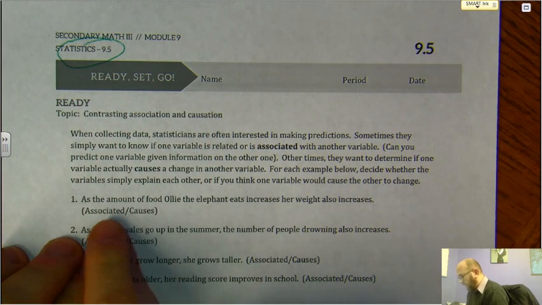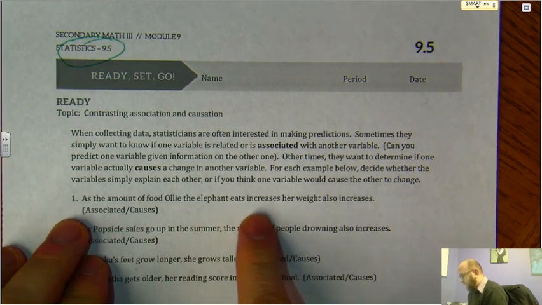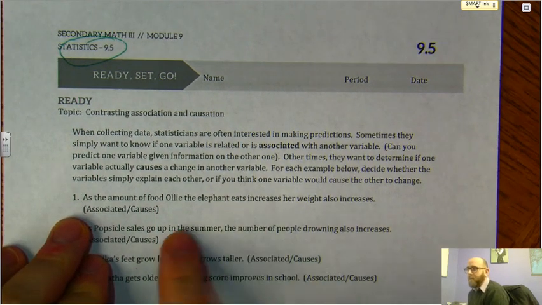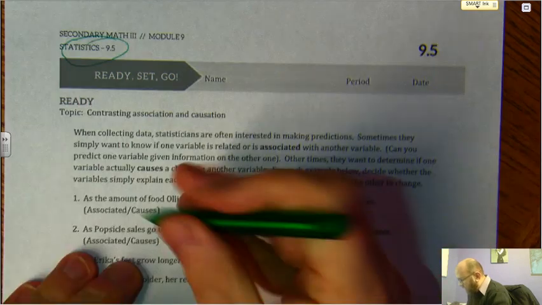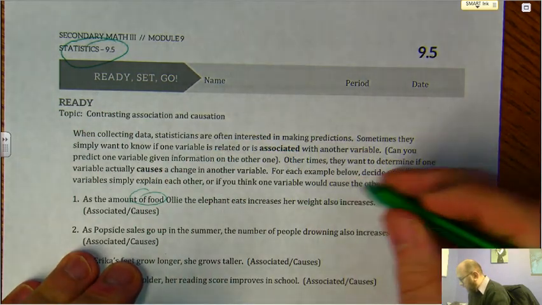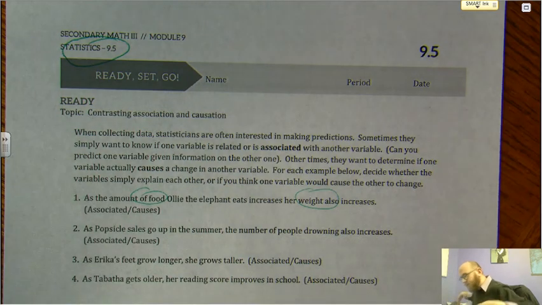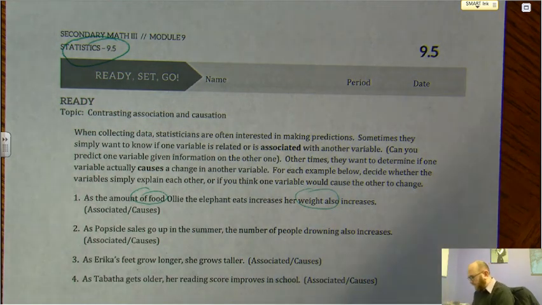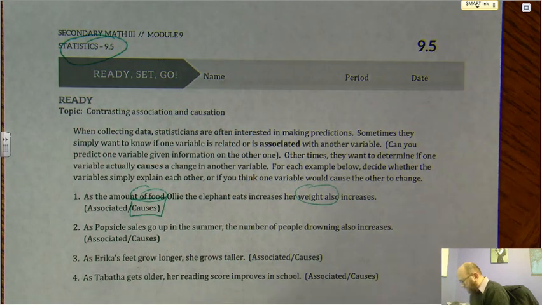So when we look at something like this, number one, the amount of food Ollie the elephant eats increases her weight. As the amount of food Ollie the elephant eats increases, her weight also increases. Is the eating of food a cause of her weight, or is her weight a cause of her eating food, or do they just so happen to associate at the same time? I think we can say that's going to be a cause and effect, okay?